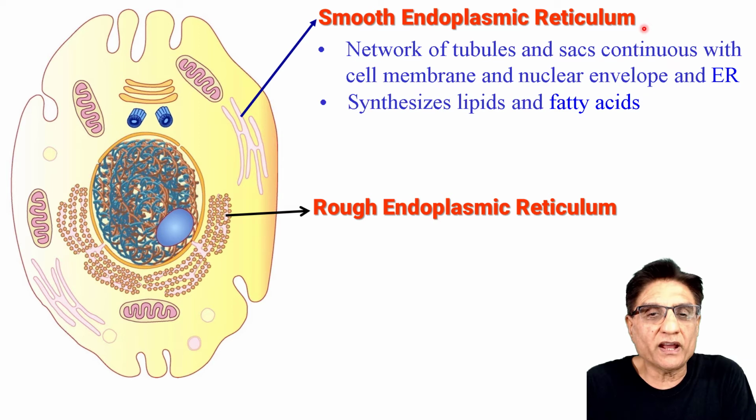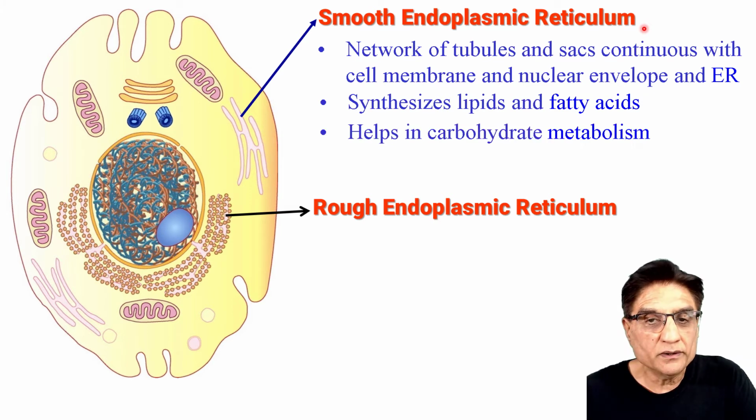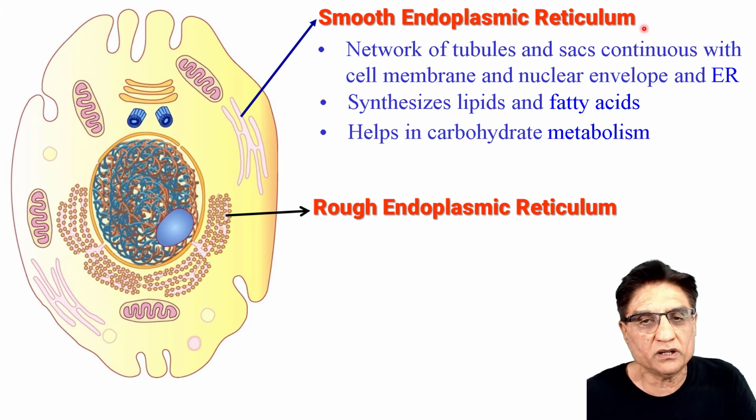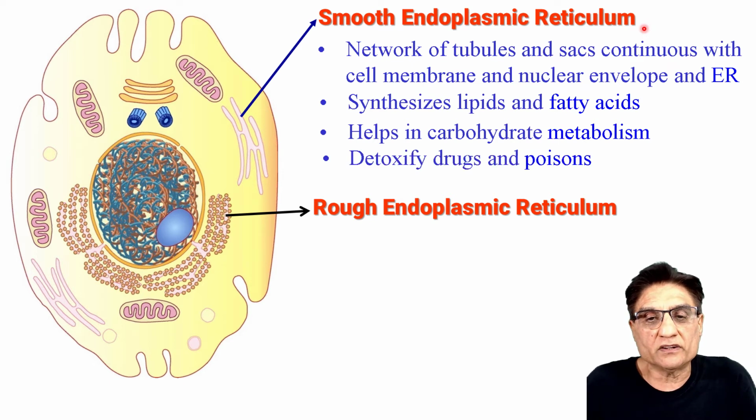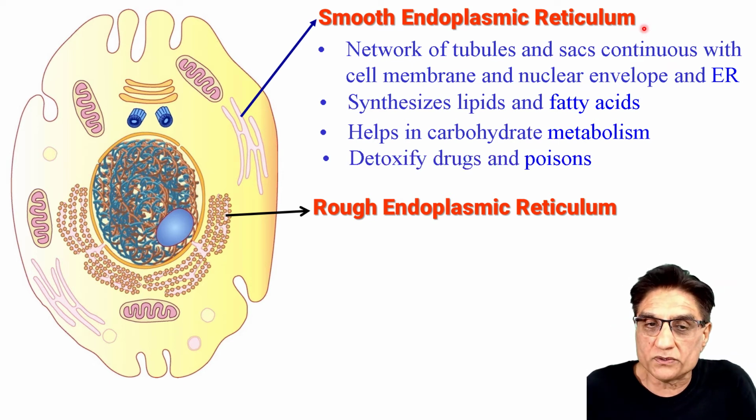The lipids and fatty acids are made in here, and it helps in carbohydrate metabolism. The carbohydrates can be metabolized. More carbohydrates can be made in here. Sugars can be made in here. And the last part is that it detoxifies drugs and poisons.